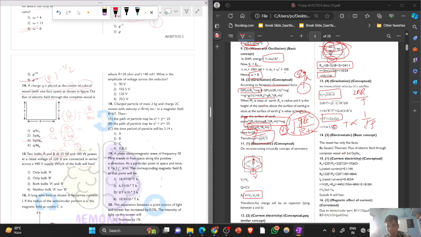Then you can really understand which bulb will fuse. Now looking at the solution, RA you know easily, RB you know easily, current through 1 you know easily, current through 2 you know easily. Total current will be this, and current through 1 you can say.